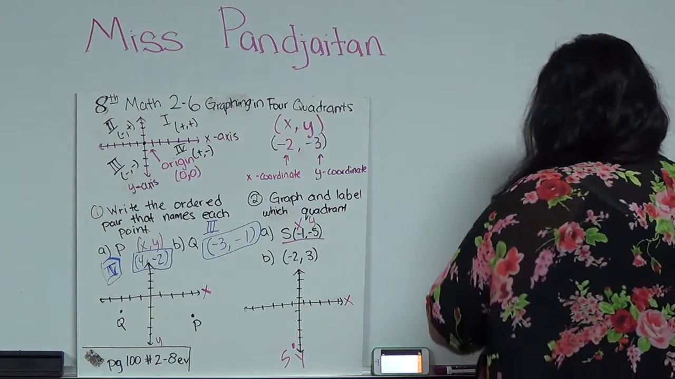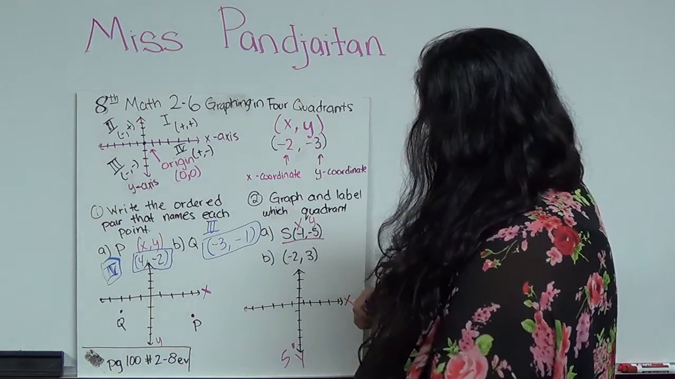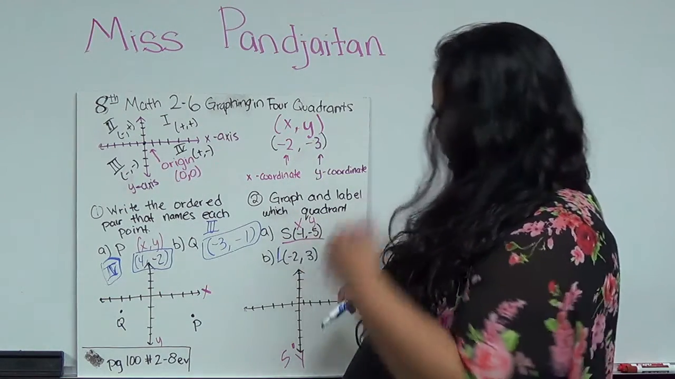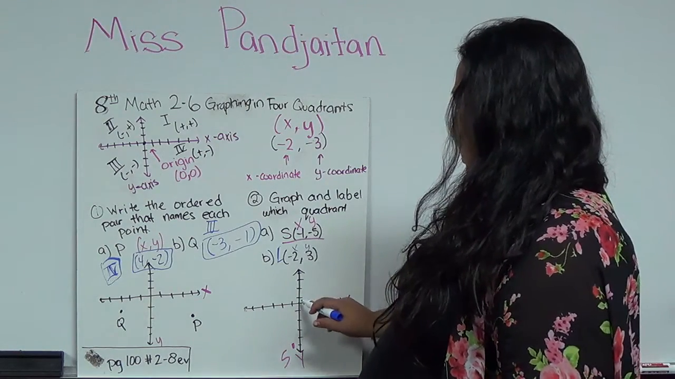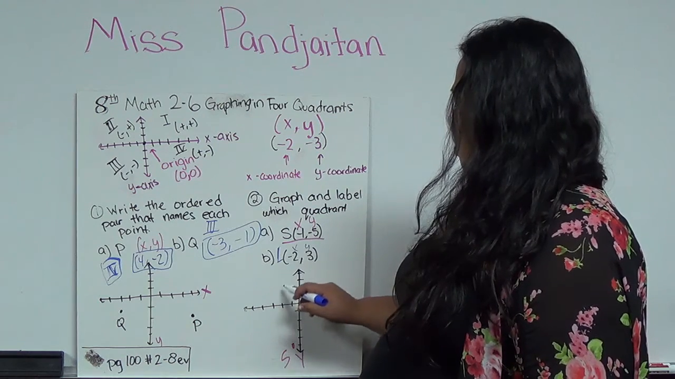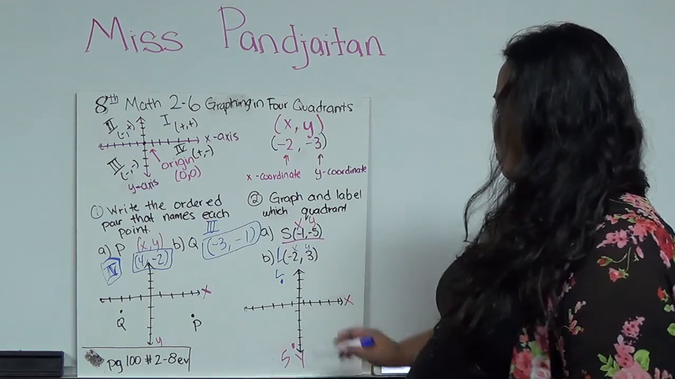And then this one has no letter. Let's give this the letter L. Okay? So it's telling me, this is my x and y, to go negative 2 on the x, so 1, 2, but then positive 3, 1, 2, 3, putting L in the 2nd quadrant.